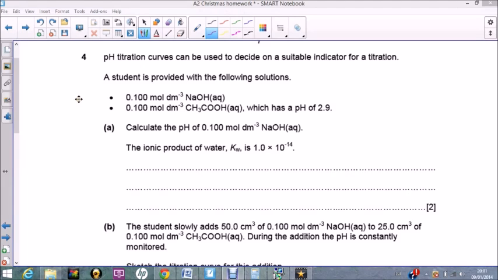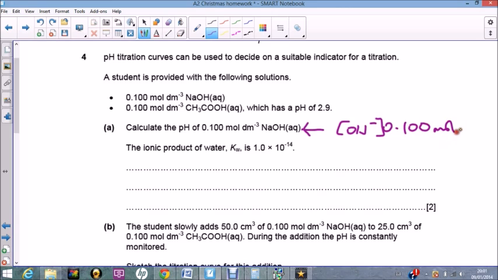Question 4. This question is an acids question. Specifically, this is asking about bases because we've got Kw here. So, I'm going to read the question. We're provided with 0.1 molar sodium hydroxide, 0.1 molar ethanoic acid. It says calculate the pH of 0.1 molar sodium hydroxide. So we know that because this is a strong base, the concentration of OH minus is 0.1 moles per decimeter.